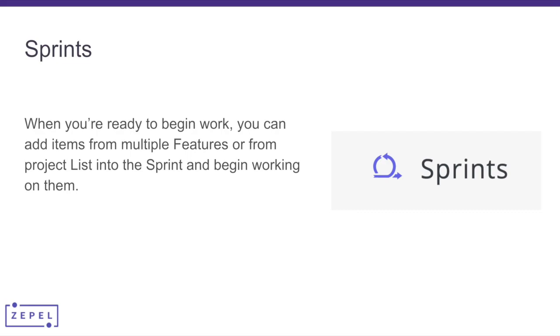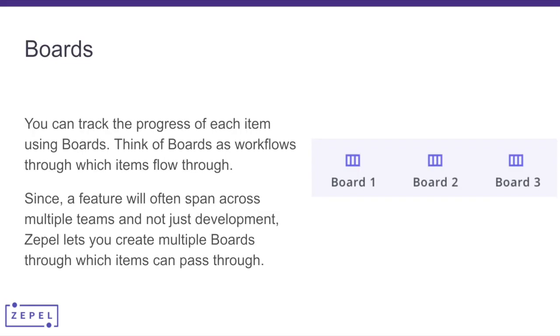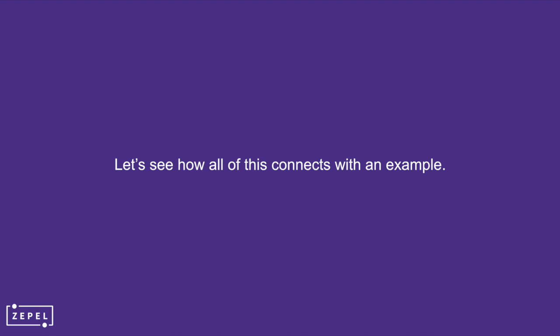And when it comes to tracking, you can track the progress of each item using boards. Think of boards as workflows through which items flow. And since a feature will often span across multiple teams and not just development, Zepel lets you create multiple boards through which items can pass. Now I think all of this will make a lot more sense as I walk you through an example in the app. So let's see how all of this will come together in practice.